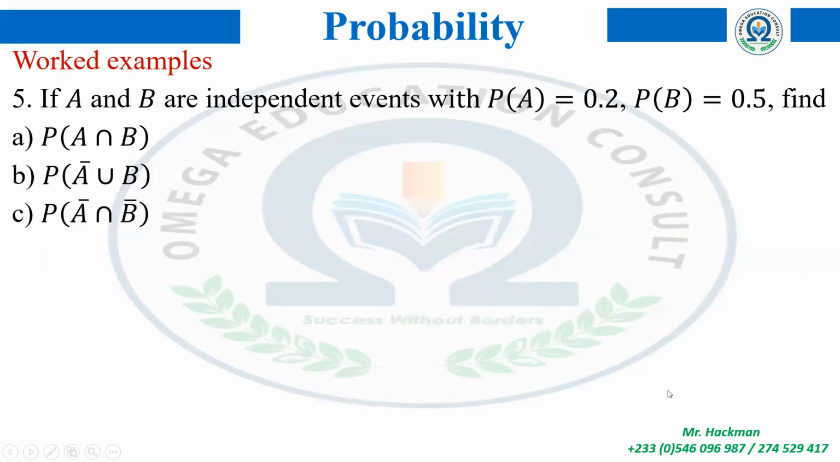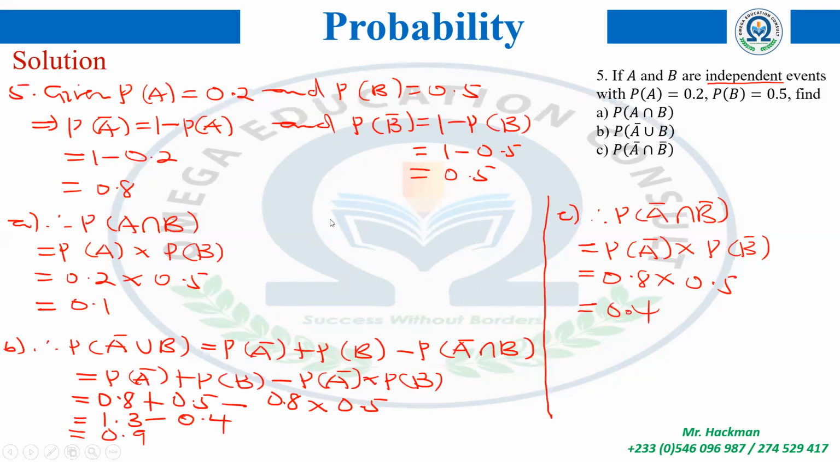Okay, so the next one, this is what we have. I have the solution already there, so I will just walk you through the solution just to save time. So let's see. A and B are independent, so you underline that, very critical. So independent events, with P of A and P of B given, find P of A intersection B. So we extract probabilities given, so you are good to go.